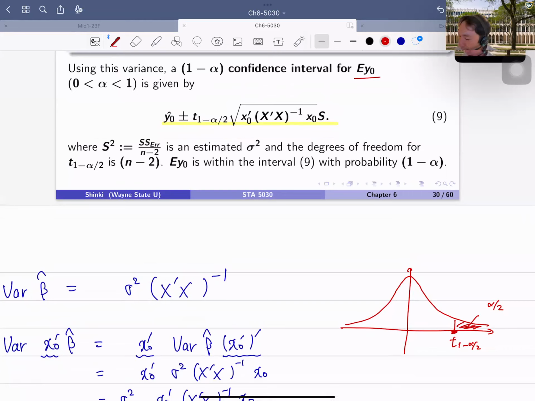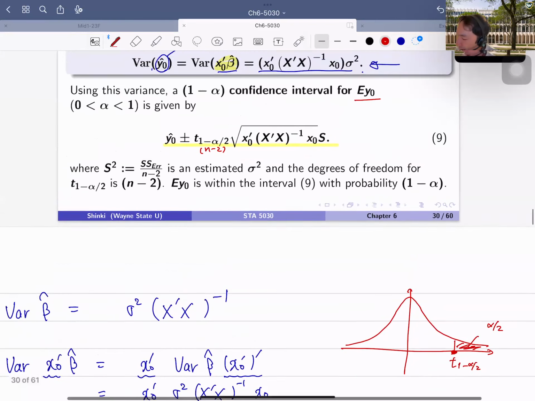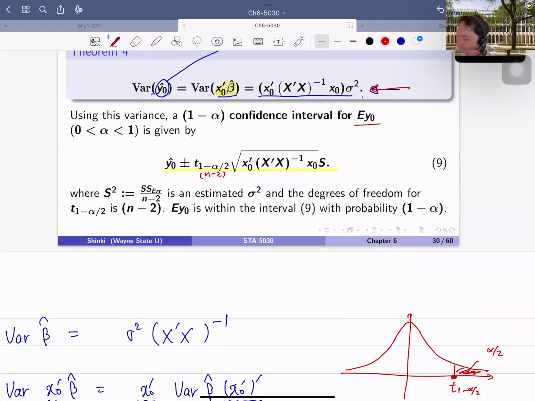This is y naught hat plus or minus t sub 1 minus alpha over 2, with degrees of freedom n minus 2, times the square root of the variance. The variance is the one above here, so the square root of the variance. And sigma is the error size, and the error size is estimated by the sum of squared residuals divided by n minus 2. So you can use S instead of sigma.